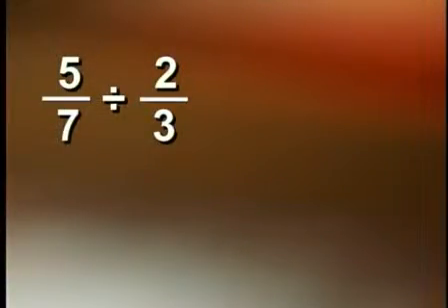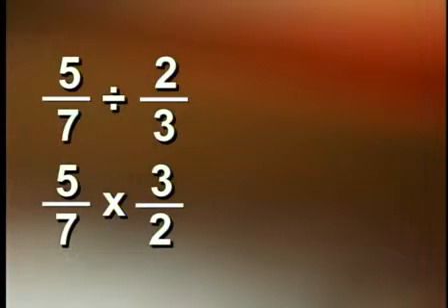Well, the pattern that you should have seen is that dividing by a number is the same as multiplying by its reciprocal. That is, dividing by 2 is the same as multiplying by 1/2. Dividing by 3 is the same as multiplying by 1/3. Dividing by 5 is the same as multiplying by 1/5. And therefore, dividing by 2/3 is the same as multiplying by 3/2. So we've changed the 5/7 divided by 2/3 to a multiplication problem, 5/7 times 3/2.